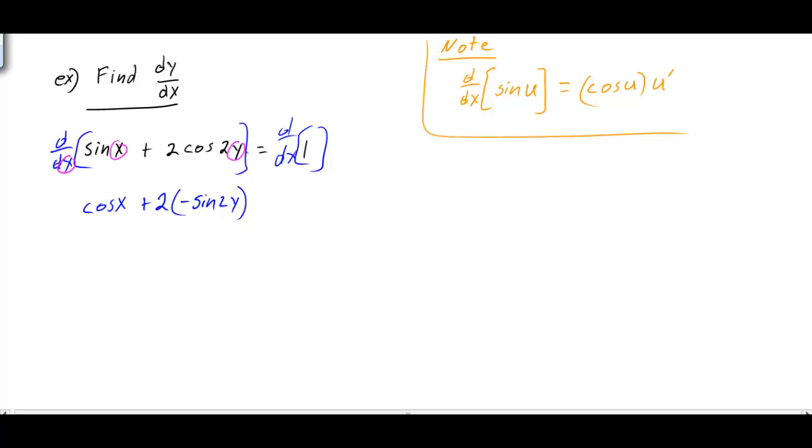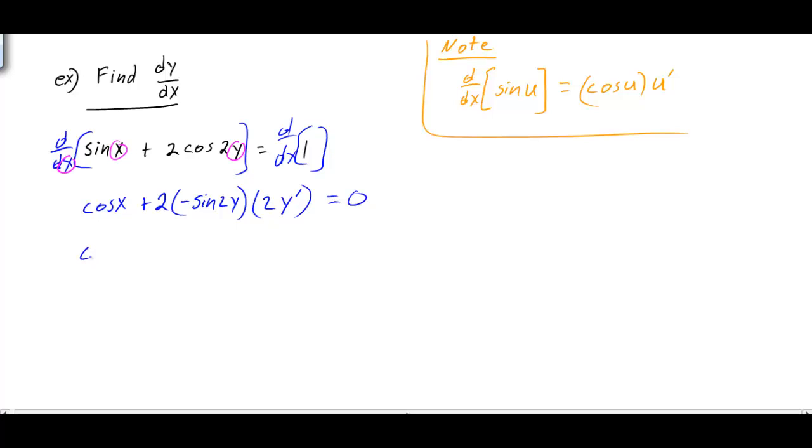And now we need to take the derivative of the inside. We need to take the derivative of 2y. Well, the derivative of 2y would simply be 2, but remember we have to take the derivative of y, which would be y prime. And again, that's because the y doesn't match our variable x out front. And the right side's easy, it's a constant, so the derivative is simply 0.